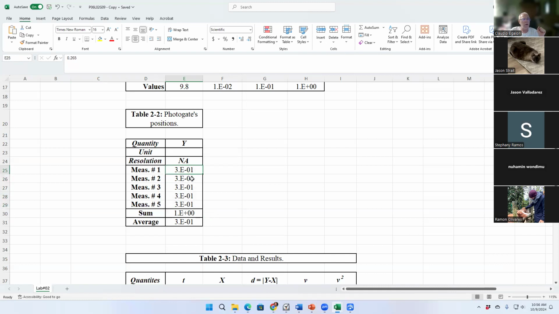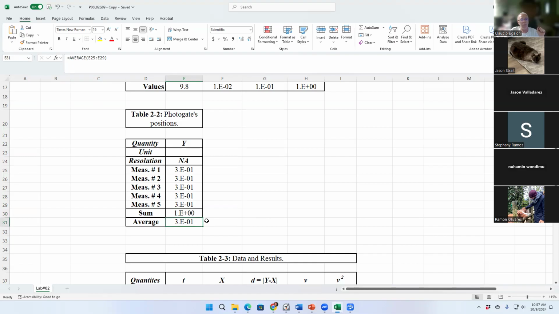Because those numbers are 0.2, 0.2, and so on, I suspect this measurement is going to have more significant figures than the others. This result is going to have more significant figures than the others. Okay? And then we take the average.